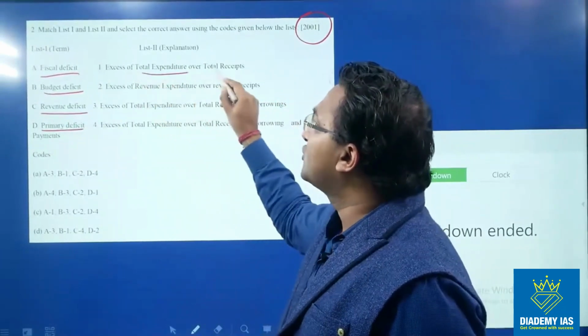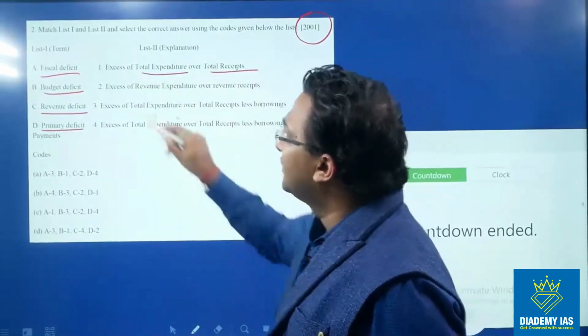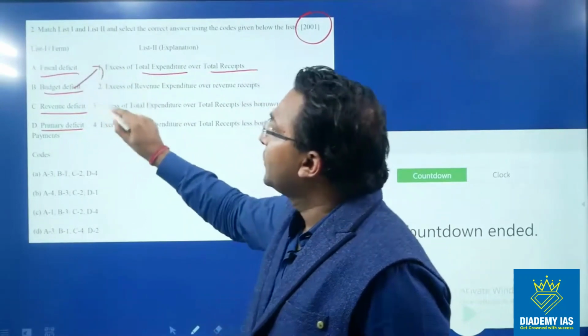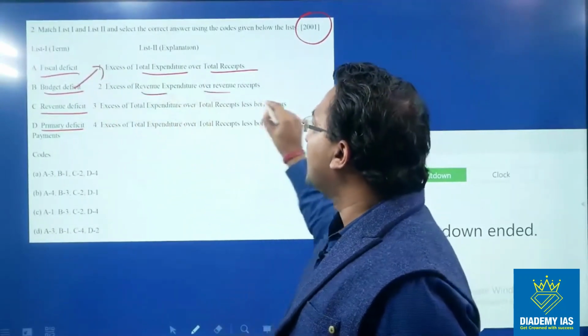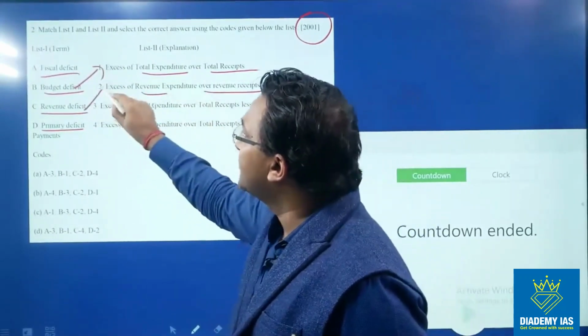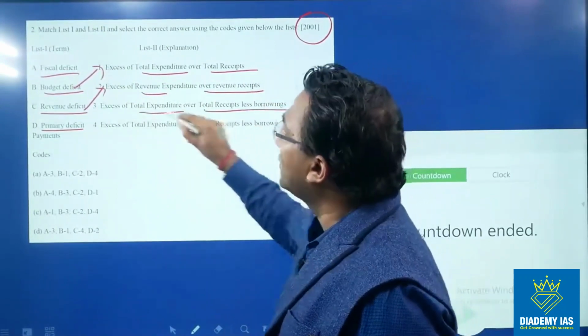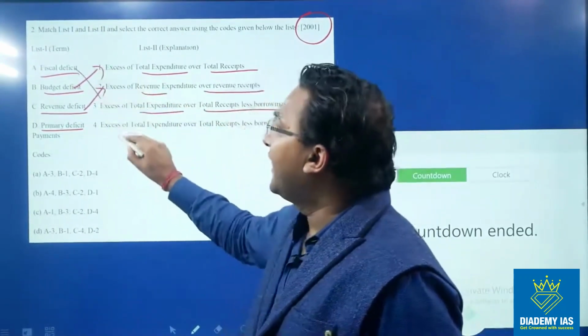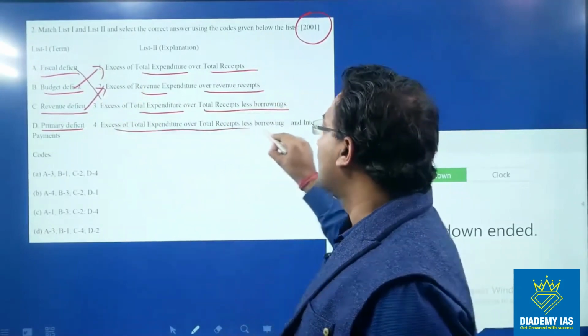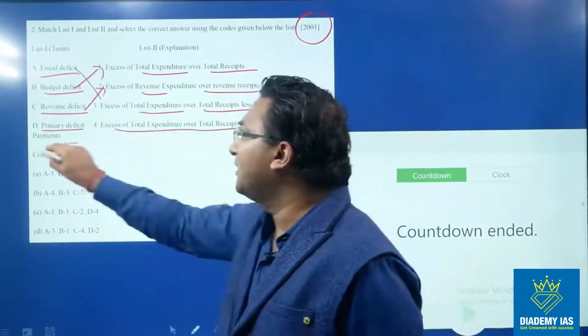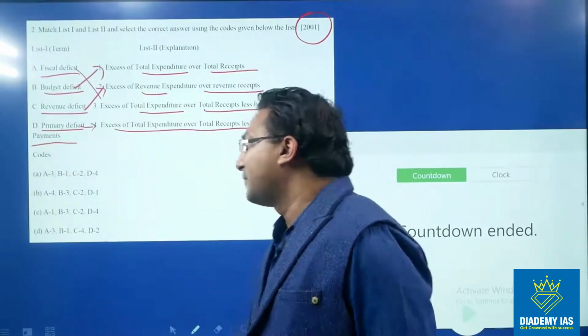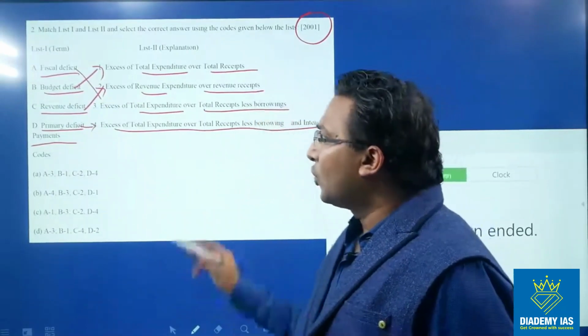Excess of total expenditure over the total receipts: this is budget deficit. Excess of revenue expenditure over the revenue receipt: this is revenue deficit. Excess of total expenditure over the total receipts less the borrowing: this is the fiscal deficit. And excess of total expenditure over the total receipt less borrowing and the interest payment: this is the primary deficit only.